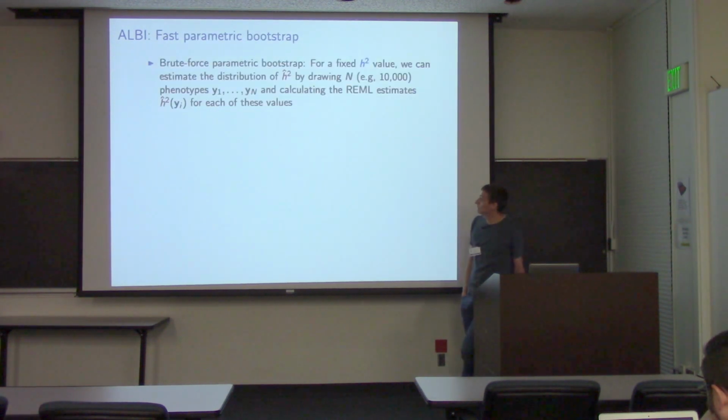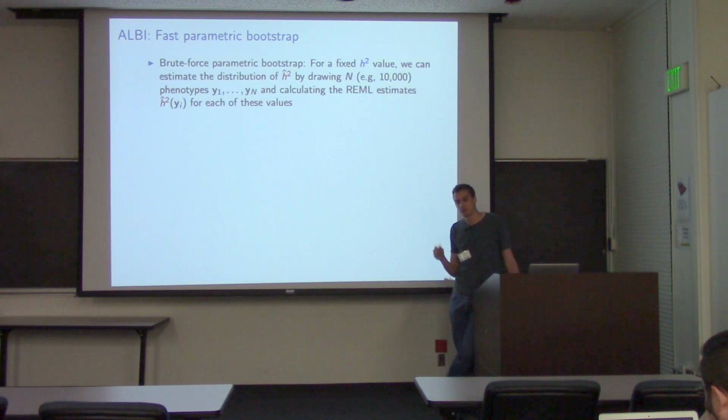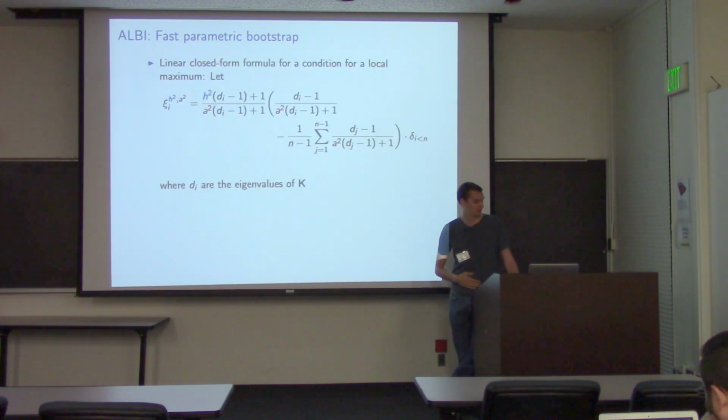And about the fast parametric bootstrap, I think that I will skip it. But basically, the idea is that instead of doing a full bootstrap, we just look at the derivative of the likelihood to make a fast decision. I'll skip this. If someone wants to hear about it, they're welcome to come and talk to me later.